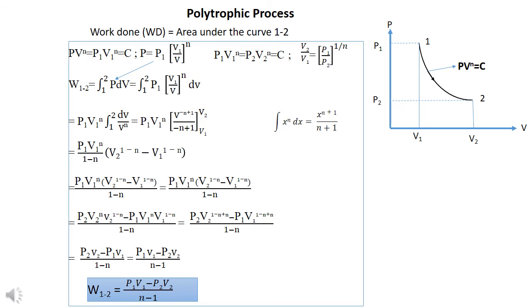I want P1 V1 minus P2 V2, so 1 minus n is changed to n minus 1. So work done for the polytropic process is (P1 V1 minus P2 V2) divided by (n minus 1).